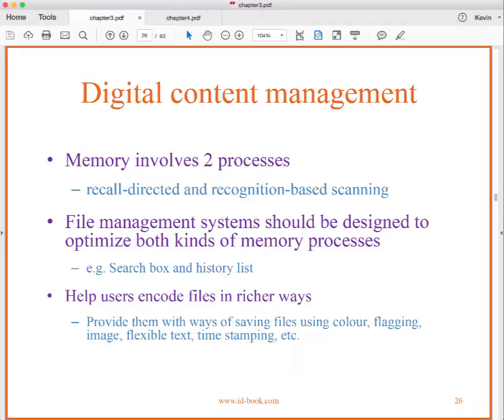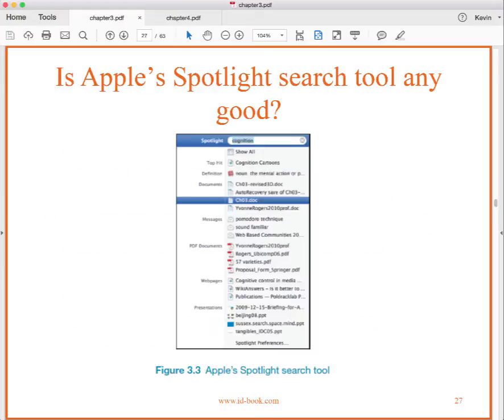The other thing we can do is that we can provide more ways to encode metadata regarding files than just the file name. Okay, so they've got things like color, flagging, images, flexible text, time stamping, and of course, any kind of a formal metadata scheme might appeal to people with an information science background.